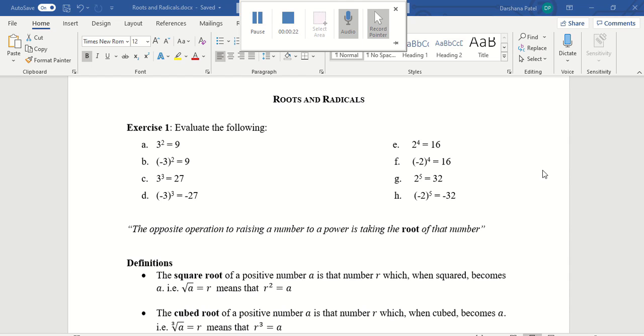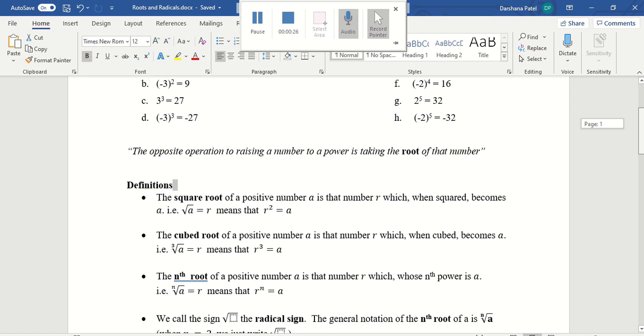2 to the power of 4 will give us 16. Negative 2 to the power of 4 will give us positive 16. 2 to the 5 will still give us 32. And negative 2 to the 5 will give us negative 32. So, odd exponents with a negative base will give us negative answers. Even exponents with a negative base still give us a positive answer.